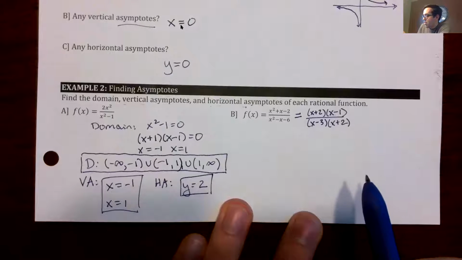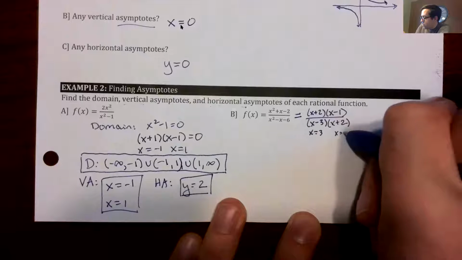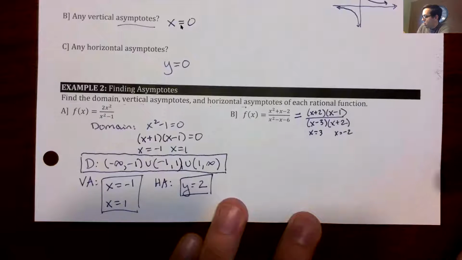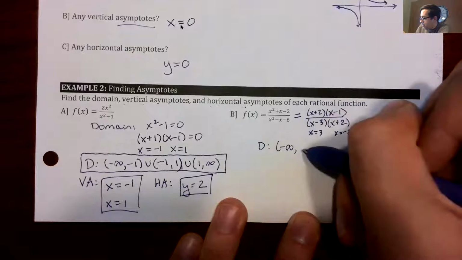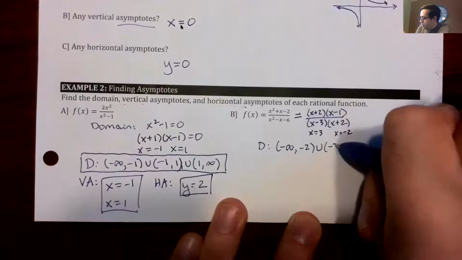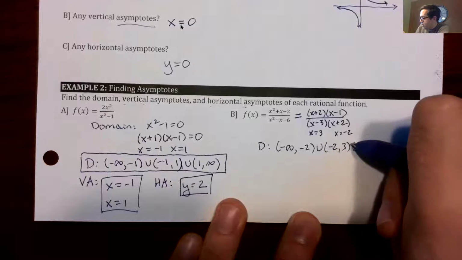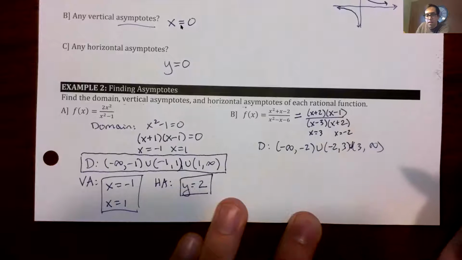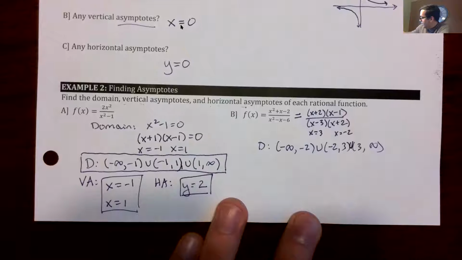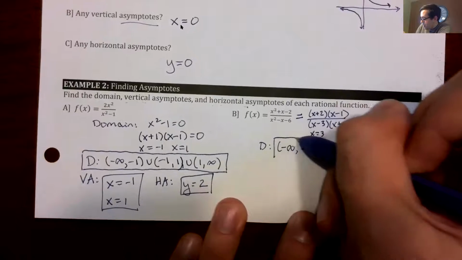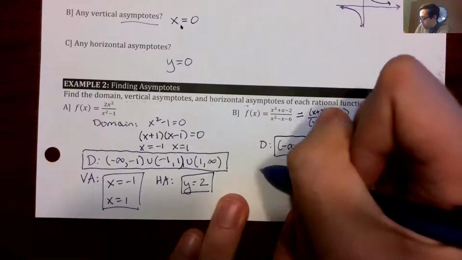And anytime the denominator would equal 0, we want to exclude that from our domain. So our domain is going to be negative infinity to -2, union -2 to 3, union 3 to infinity. I missed a union there. Should be just like that. So there's our domain.